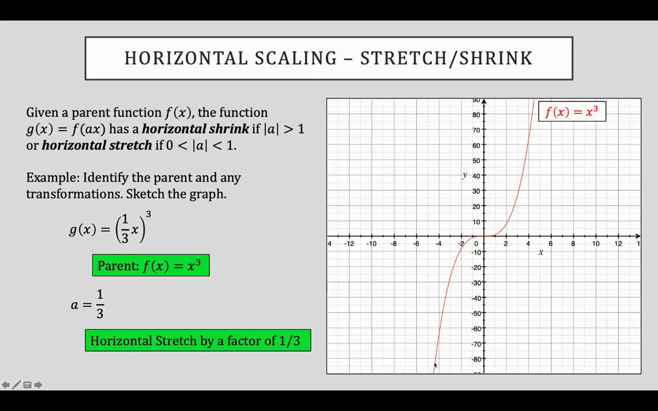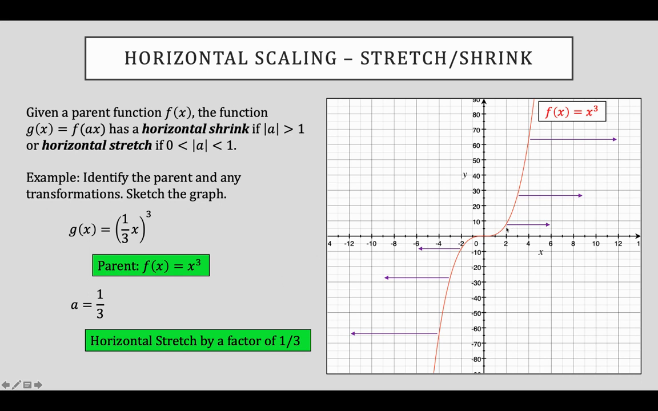So here we have our parent function, f of x equals x cubed. As we said before, horizontal scalings impact the x-coordinates of our parent function. What we are going to do is take every single x-coordinate on our parent function, and divide it by a. Now notice, dividing by 1/3, that's the exact same thing as multiplying by 3, and that is why our values are going to get stretched out. Our x-coordinates are getting multiplied by 3. Again, divide by a to get your transformation. Dividing by 1/3 is the same as multiplying by 3.